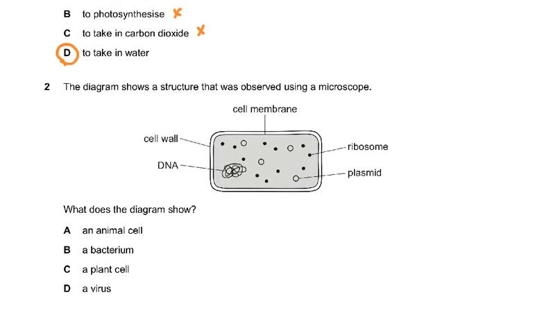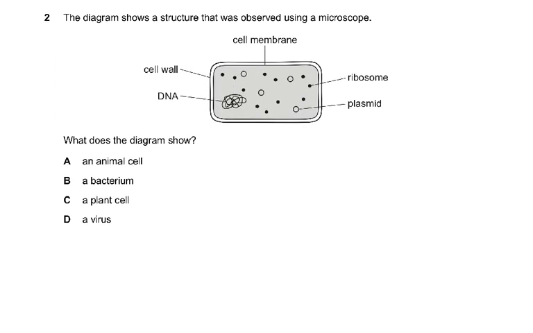The diagram shows a structure that was observed using a microscope. It has a cell membrane, a cell wall, and then it has ribosomes, it has plasmids, and it has DNA. What does the diagram show? Is it an animal cell? Is it a bacterium? Is it a plant cell? Or is it a virus?